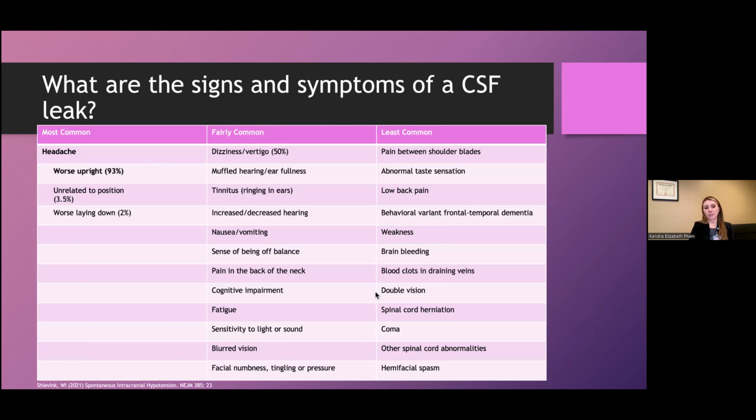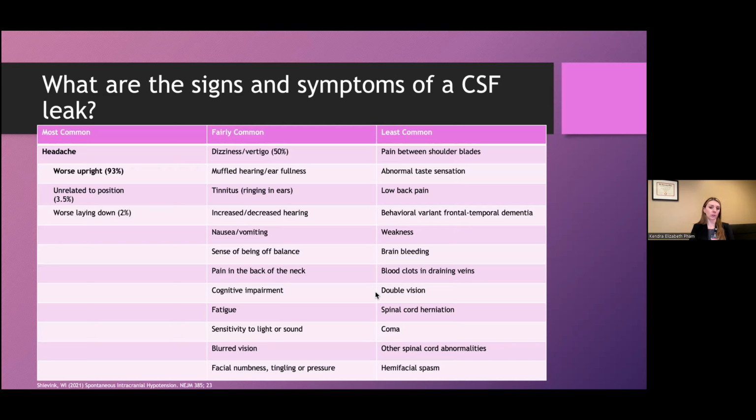A very small percentage of people could have a CSF leak and have a headache that really doesn't have any positional nature to it. And about 2% can actually have the reverse, where they feel worse lying down. But that headache worse upright is the most common symptom. As you can see in this table, there are several other symptoms that people can have.